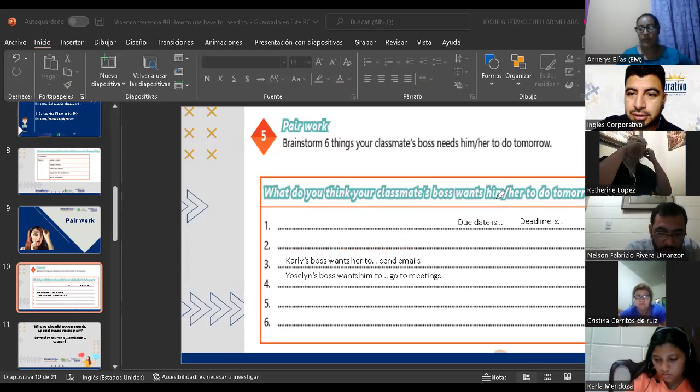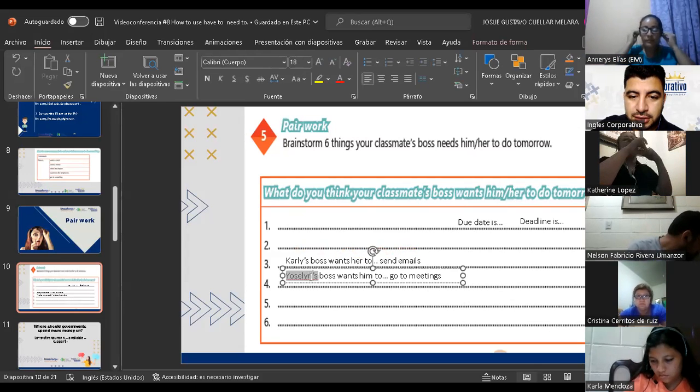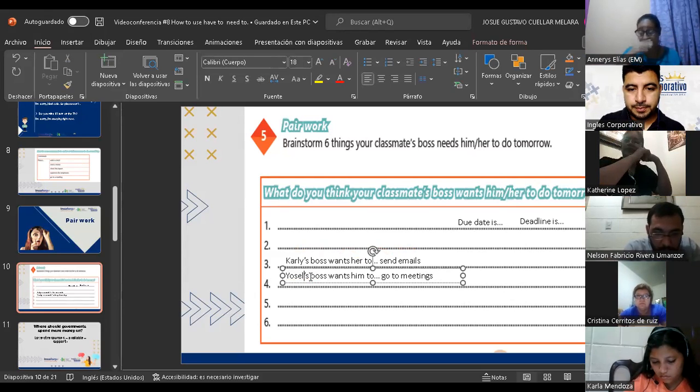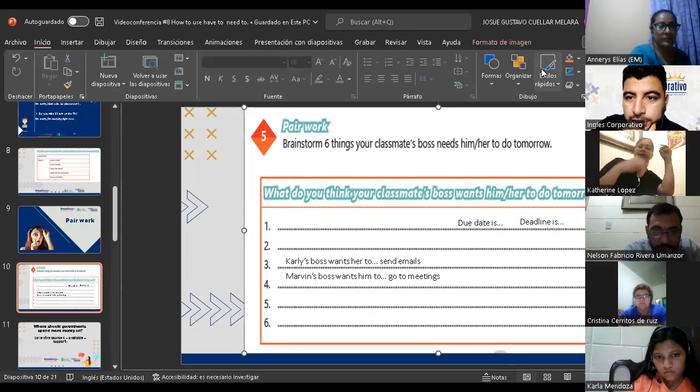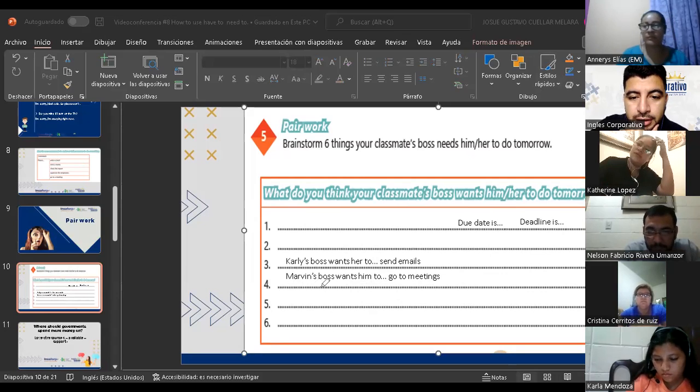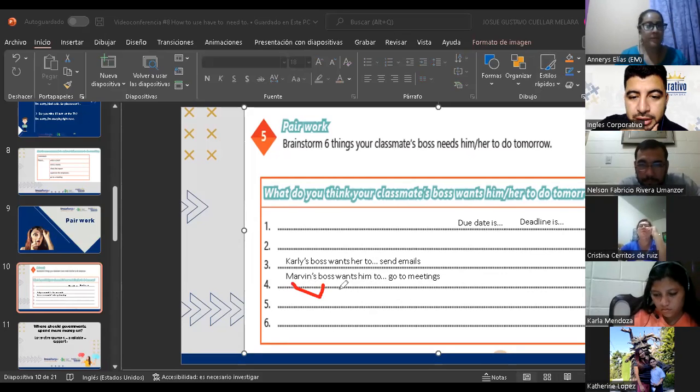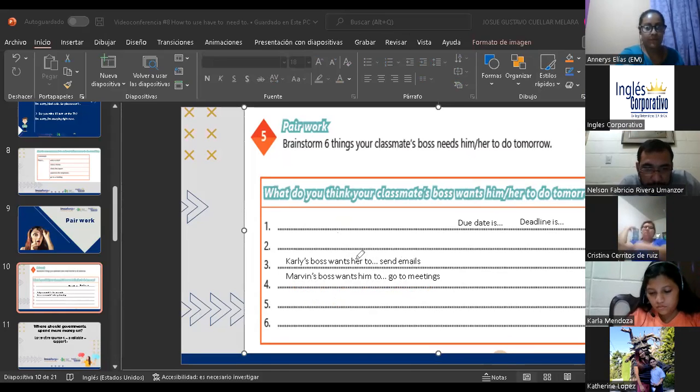Acá vamos a cambiar. Este caballero, vamos a ponerle Marvin. Marvin's. En este caso, sería así. El jefe de Marvin quiere que él vaya a reuniones, ¿ok? Así que ese es el punto. Si es para, digamos, señorita, utilizamos her, y para caballero, him, ¿verdad? Utilizamos siempre el primer nombre de ustedes, ¿ok? So this is about activities that you normally do during your week, lo que hacen durante la semana.